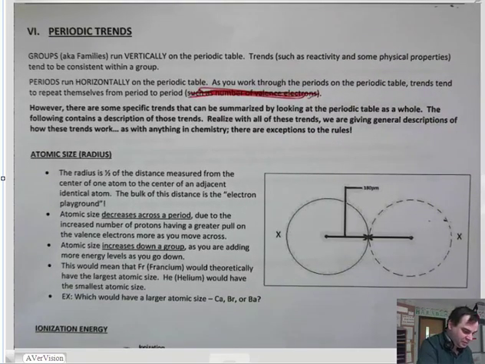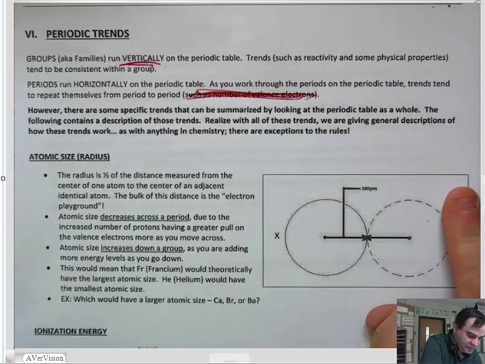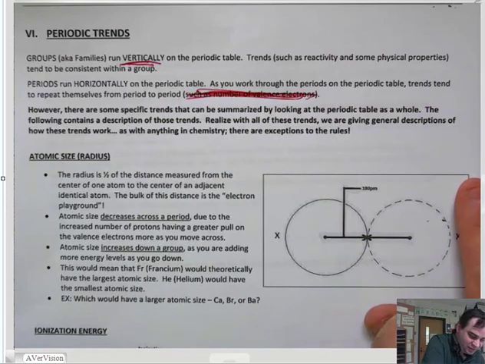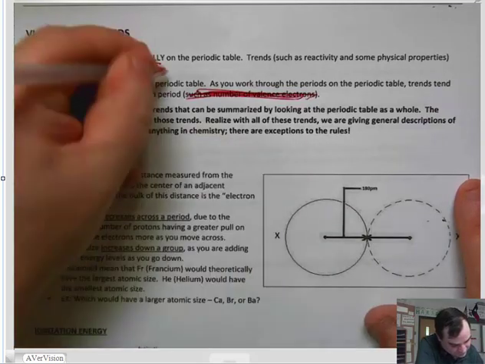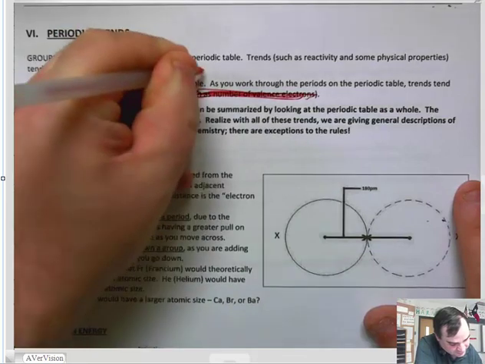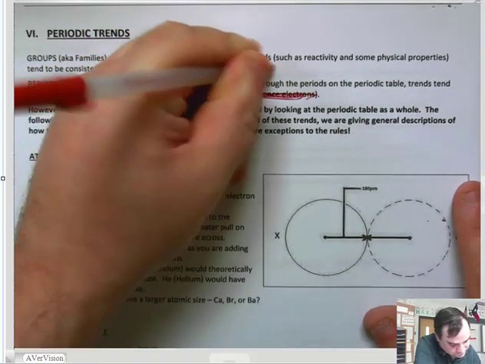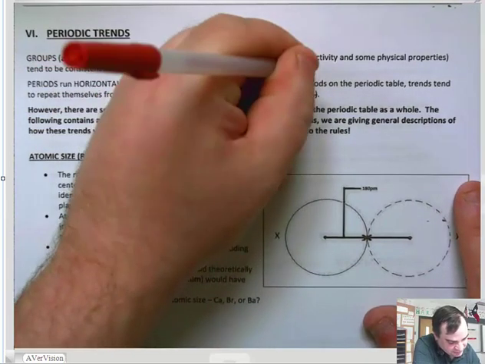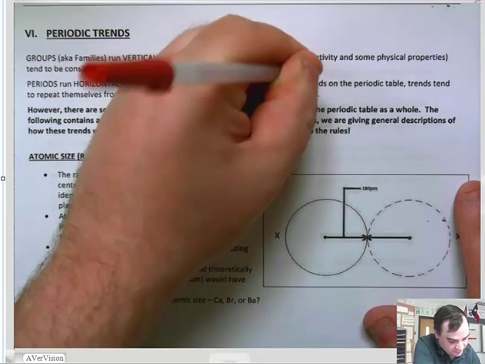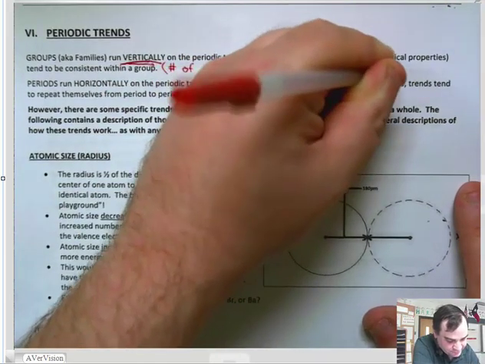Okay, so groups run vertically down the periodic table. Trends, which are the patterns such as reactivity and some physical properties, tend to be constant within a group. One of those trends is based off of the number of valence electrons. Since they have the same number of valence electrons, they have similar chemical properties.